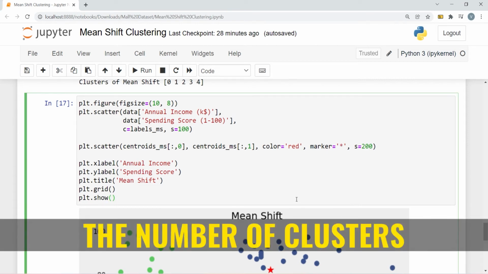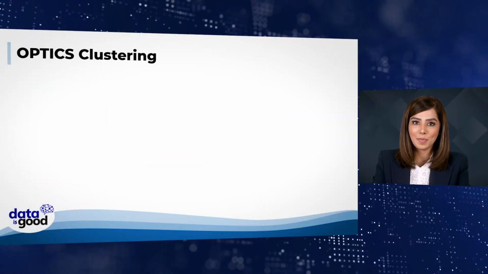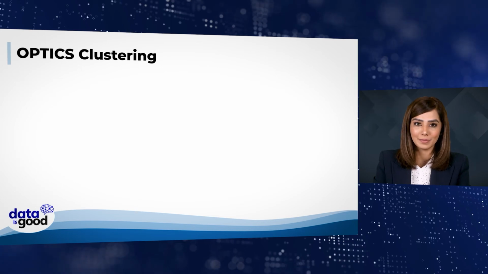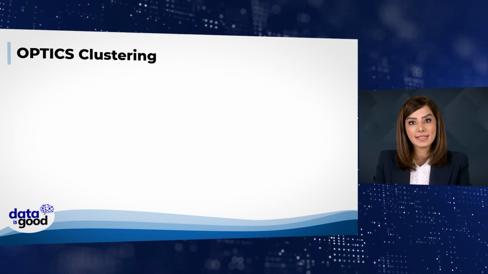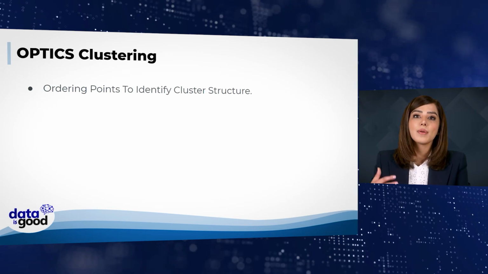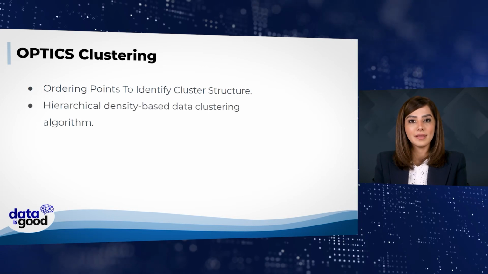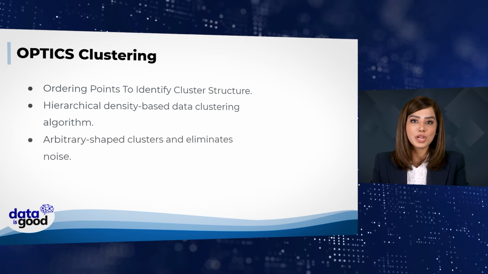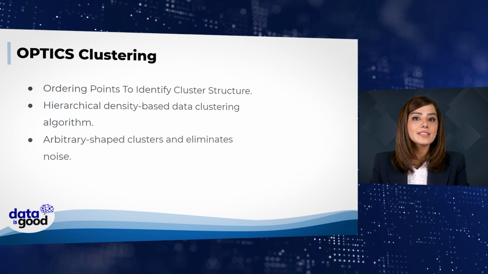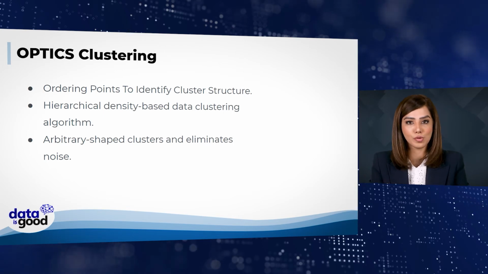The number of clusters is determined by the algorithm with respect to the data. Let's understand the OPTICS clustering algorithm. First of all, OPTICS stands for Ordering Points To Identify Cluster Structure. The most important thing is that OPTICS is a hierarchical density-based data clustering algorithm that discovers arbitrary shaped clusters and eliminates noise using adjustable reachability distance thresholds.